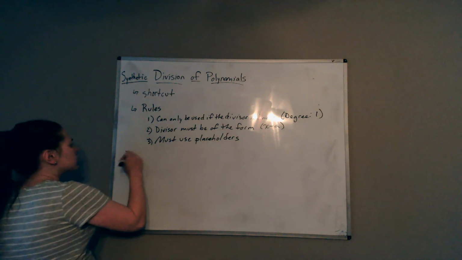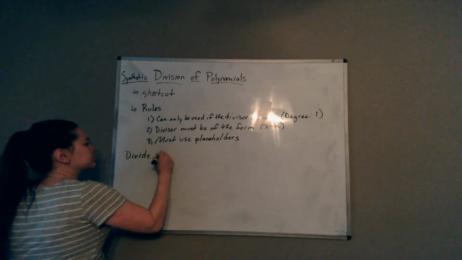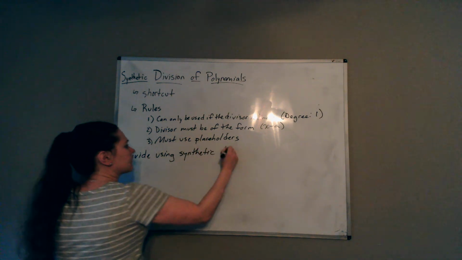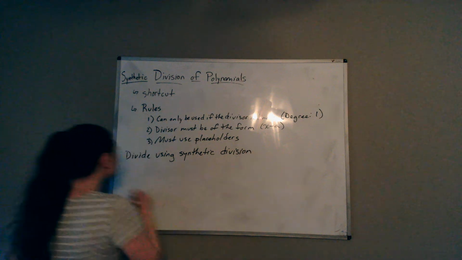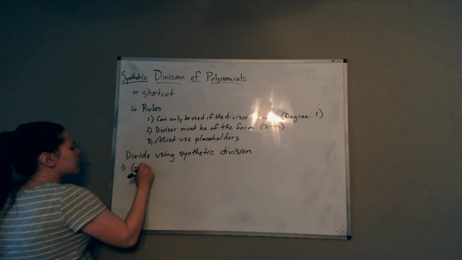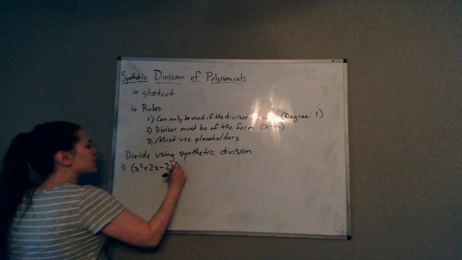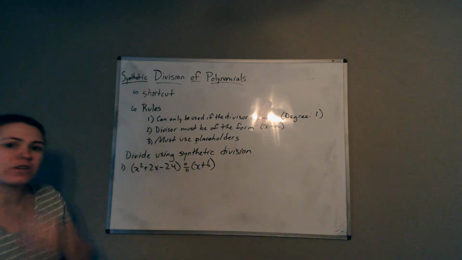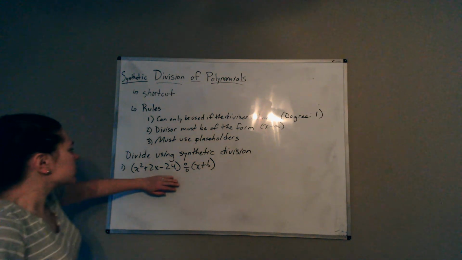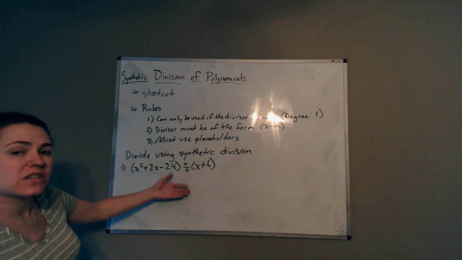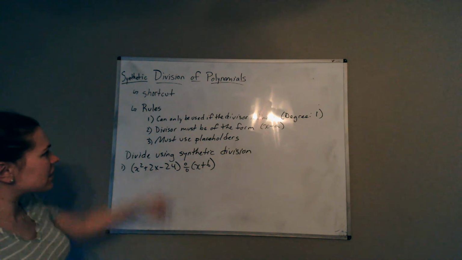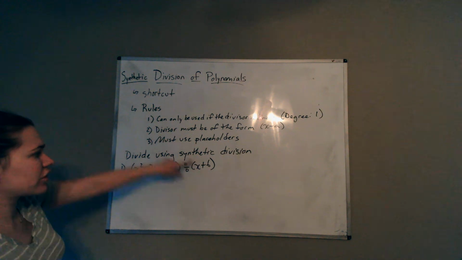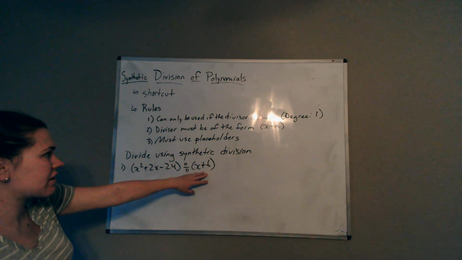So we will divide using synthetic division. Number 1, x squared plus 2x minus 24 divided by x plus 6. Now we did this problem in the previous video when we did long division of polynomials, but I'm going to show you how you would do the same problem using synthetic division. But first thing, we have to make sure we follow our rules. So we have to make sure that the divisor is linear. Is this linear? Yes, we just have x to the first.